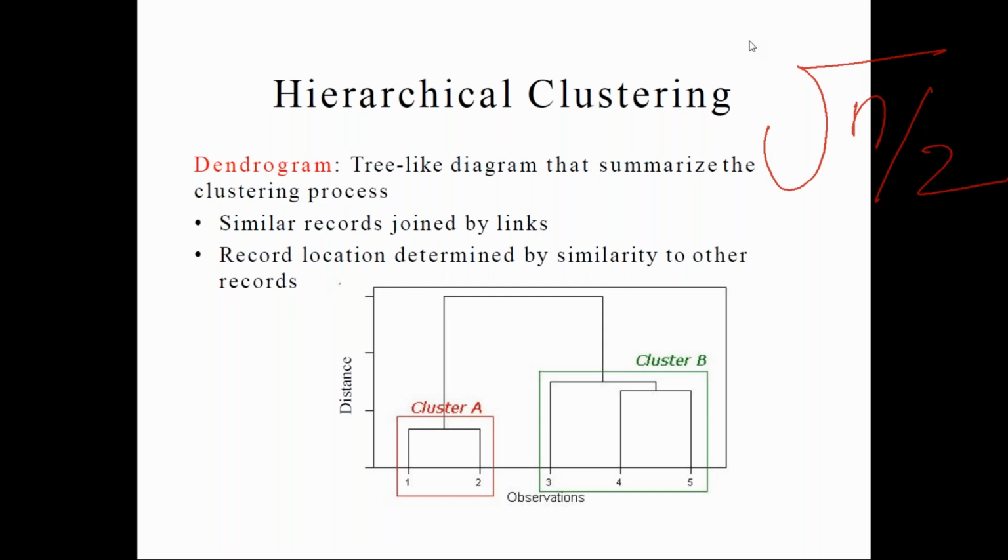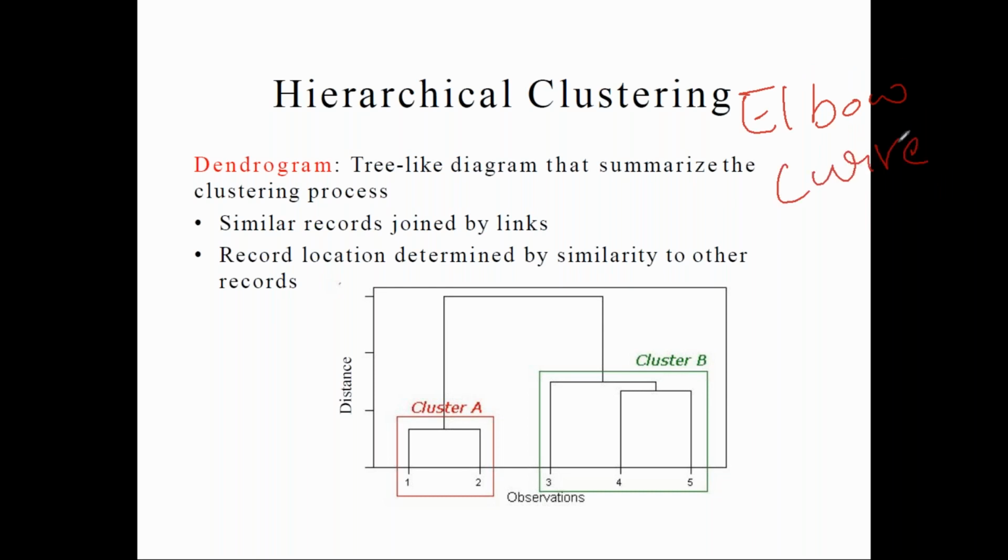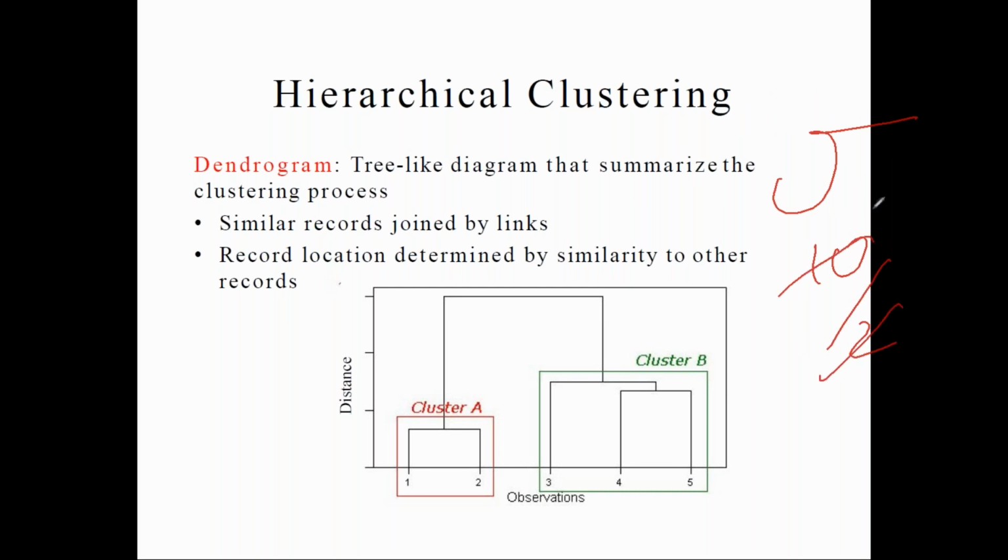Apart from this formula, we have something called the elbow curve. Elbow curve is another method to determine how many clusters you need, but the easier way is to remember square root of n by 2. Consider that you are having 100. Square root of 100 is 10, 10 by 2 is 5. You can have it in this way.